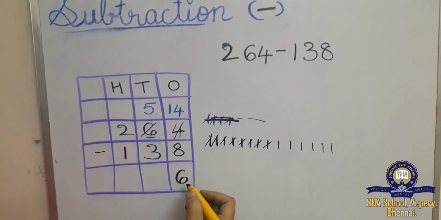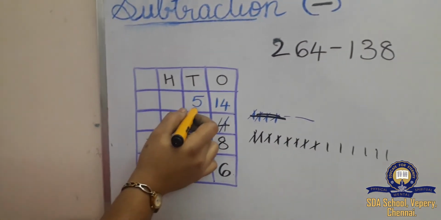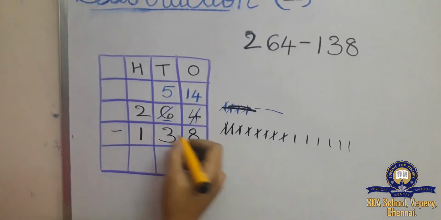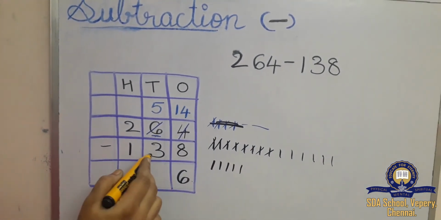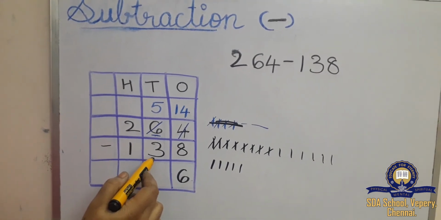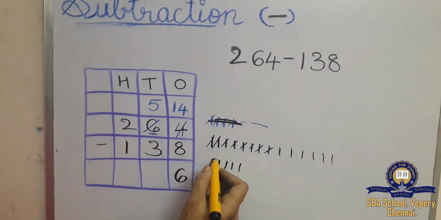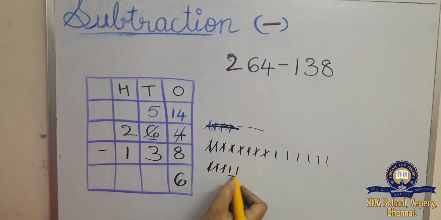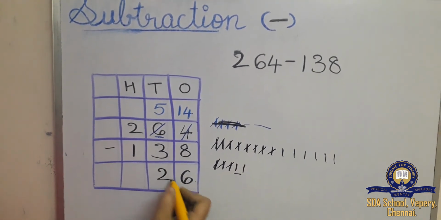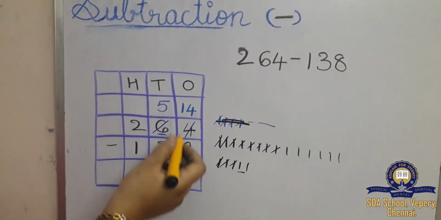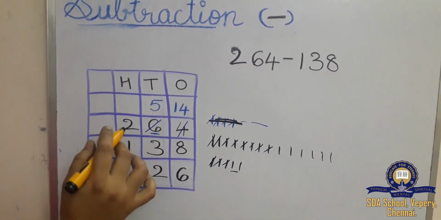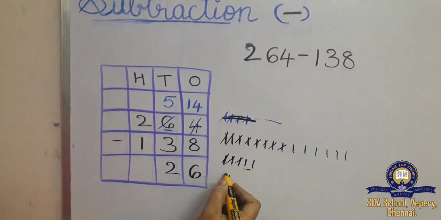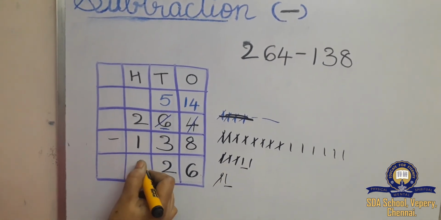6. Now what is the tens place? Which number is there now? 5. 1, 2, 3, 4, 5. And we have to take away 3 from 5. 1, 2, 3. How many are left? 2. Here we didn't give any number to the next number, so it is 2 as usual. So 2 minus 1. What is the number? 1.